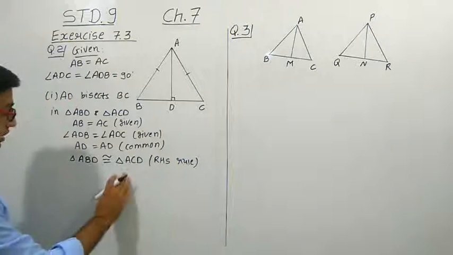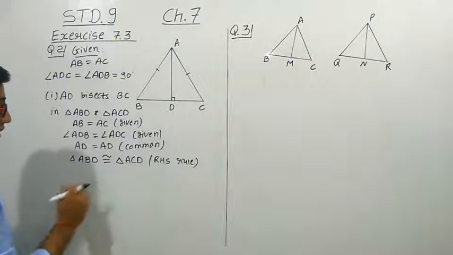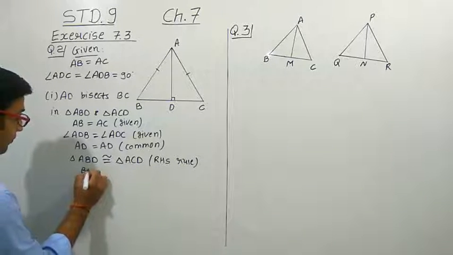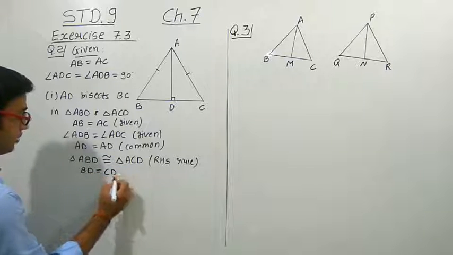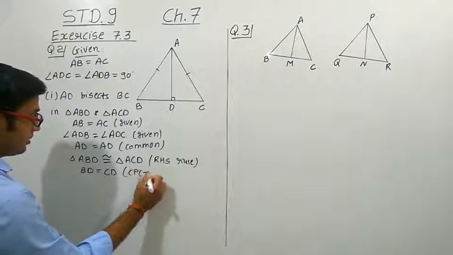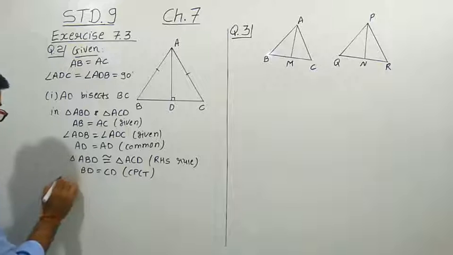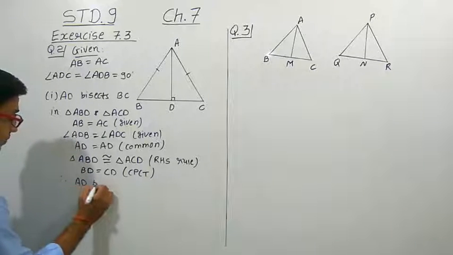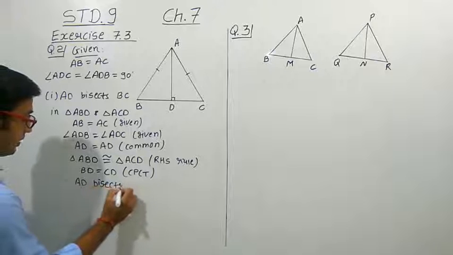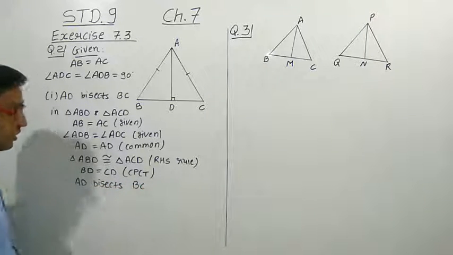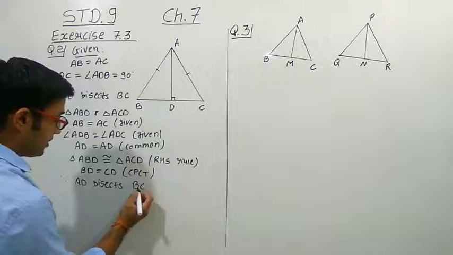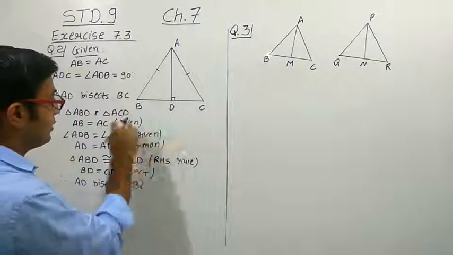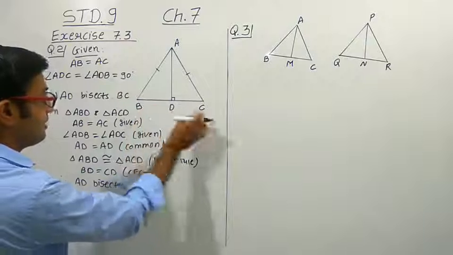As these two triangles become congruent, now we can say that their corresponding parts BD and CD. We can write down that BD is equal to CD by CPCT. So that we can say that AD bisects BC. Right? You know the meaning of bisect? That is to make two equal parts. So AD is making two equal parts of BC.